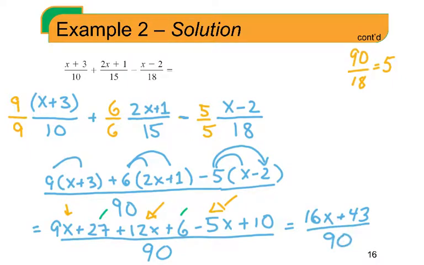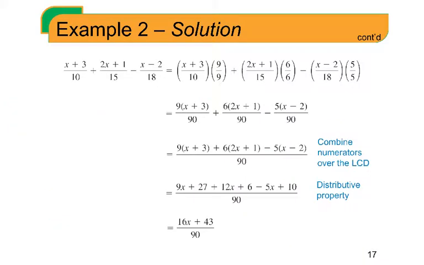You should ask yourself, are there any common factors? And I don't think so. I believe 43 is a prime number. Maybe not. Maybe I should check. So here, it's all done for us.